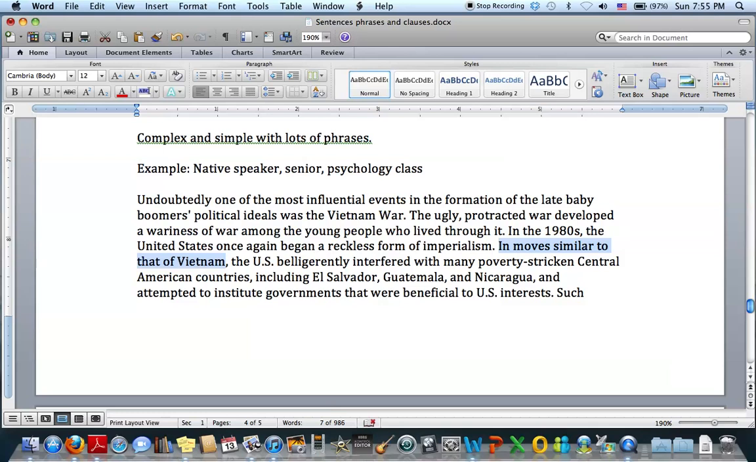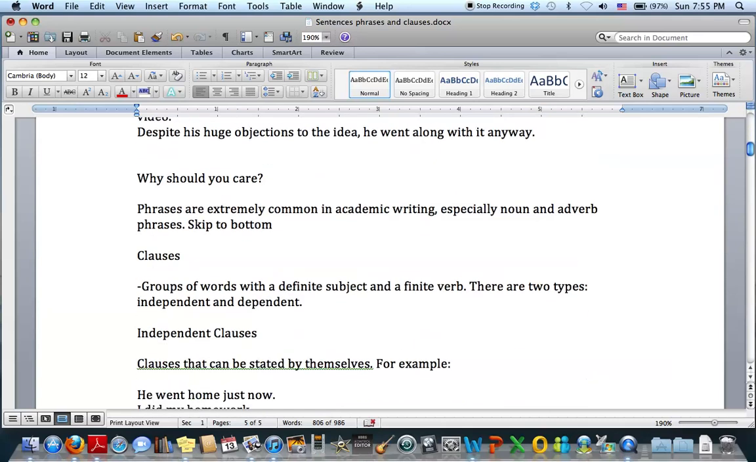We're saying that something was similar to Vietnam. What was? The moves, evidently. These moves are similar to something that happened in Vietnam, and that then modifies the clause that comes after it right here. Boom. I won't go into any more details right now. It's enough to simply say that, hey, guess what? Phrases really are extremely common in academic writing, especially noun and adverb phrases.